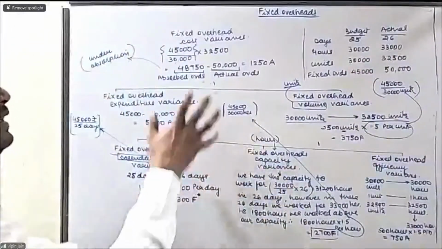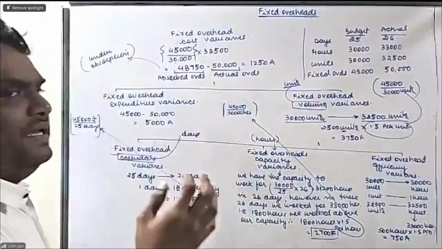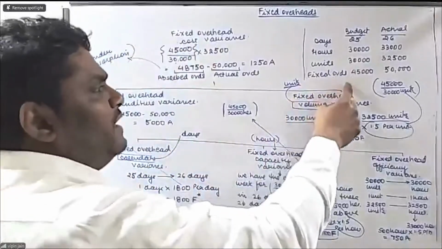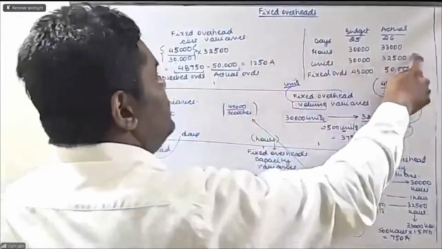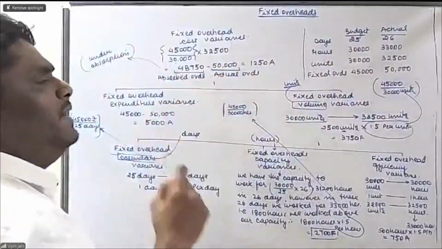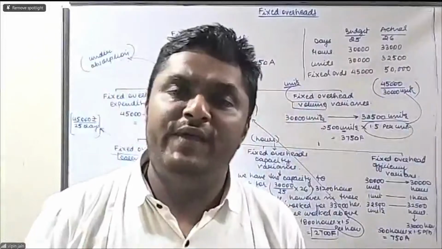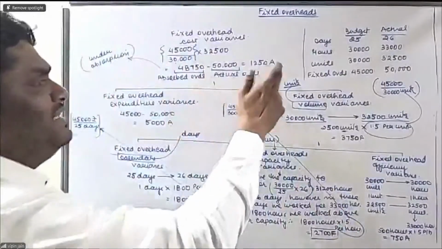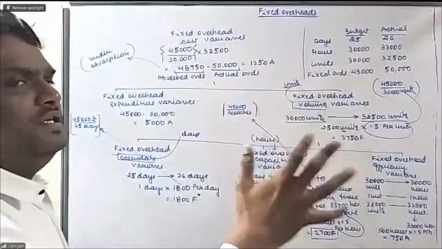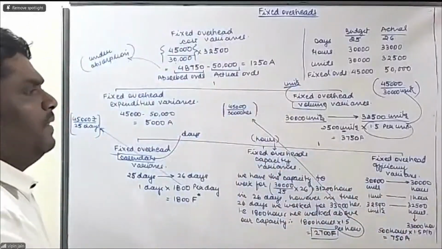Now, when talking about cost variance, 45,000 overheads for 30,000 units. So for 32,500 units, how much should be my absorbed overhead? 48,750. But my actual overheads were how much? 50,000. So how much extra? 1,250 extra. So we can say that it is adverse.